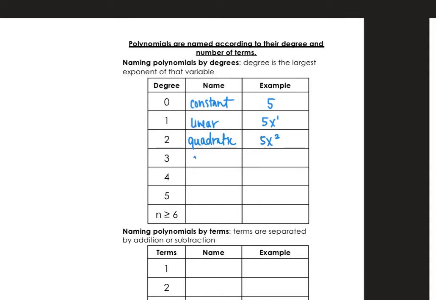Degree 3, we would call that a cubic polynomial. So it would be maybe 5x to the third power. Degree 4, we would call a quartic polynomial, so that might be 5x to the fourth power. Degree 5, we would say quintic, and that would be maybe 5x to the fifth power. And then everything 6 and up, we would just say the nth degree. So for example, 5x to the sixth power would just be a 6th degree polynomial.